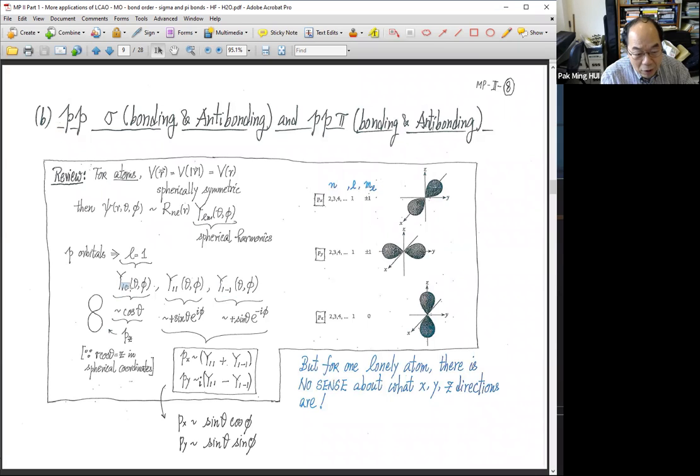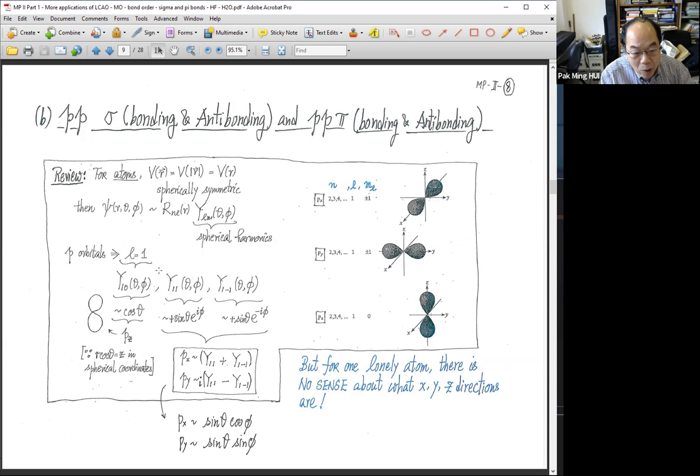You look up Y_1,0, it is cosine theta. Cosine theta means if you have a radial distance r times cosine theta, that is the Z projection. Therefore, this Y_1,0 is naturally pointing at Z. We call it PZ. Okay, I think you have that in your last course.